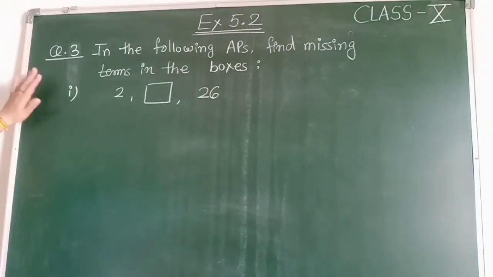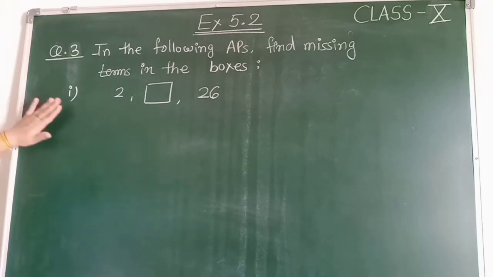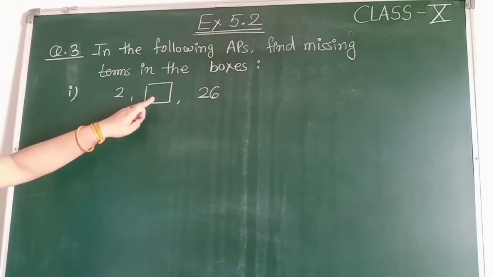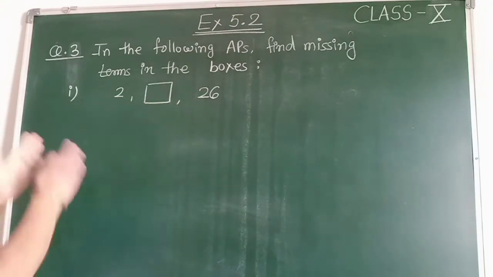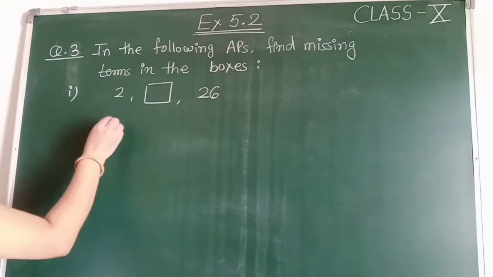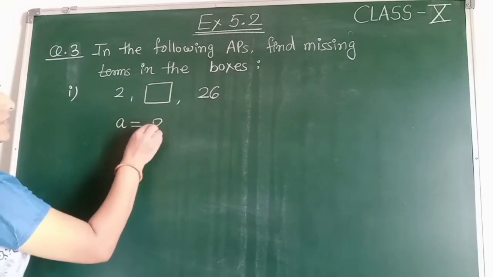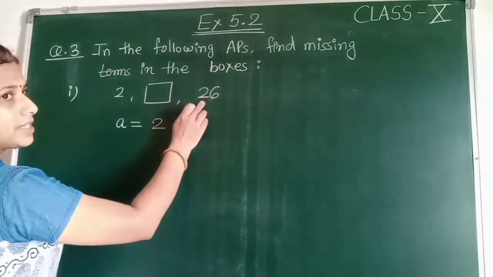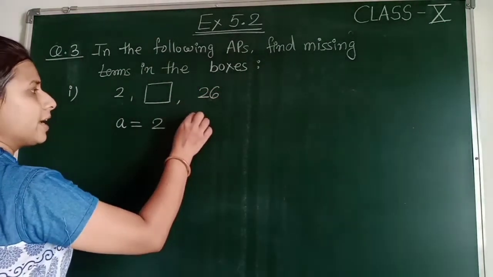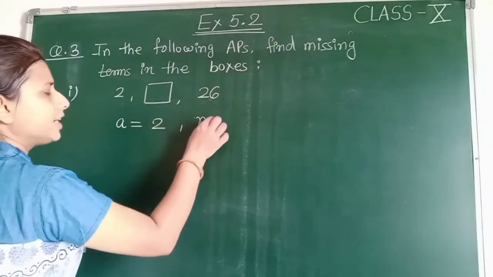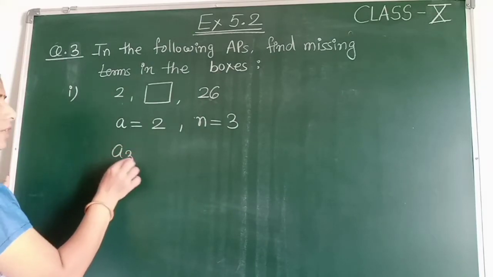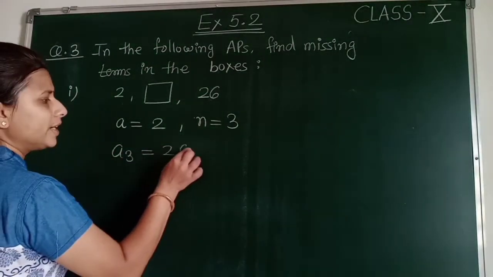Question number 3 is, in the following APs, find the missing terms in the boxes. As you can see in this first part, student, there are 3 terms: 2, then a blank, this value we have to find, and then 26. There are only 3 terms. It means here the first term is 2 and the last term is 26. 1, 2, 3. There are 3 terms. And the last term, it means the third term, is denoted by A3 equals 26.